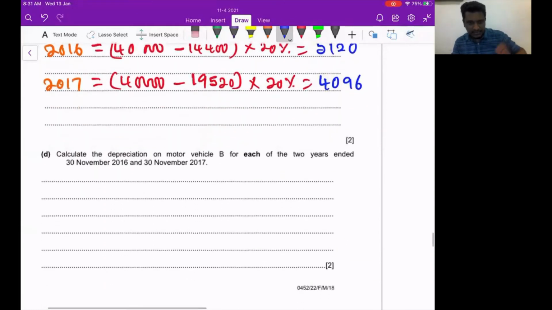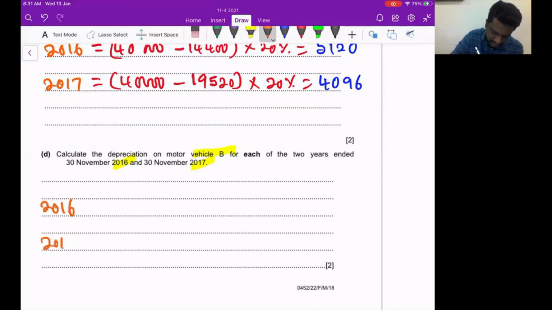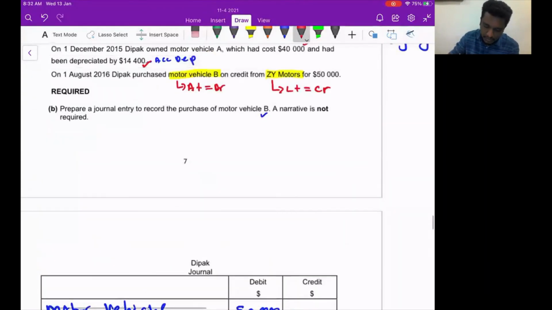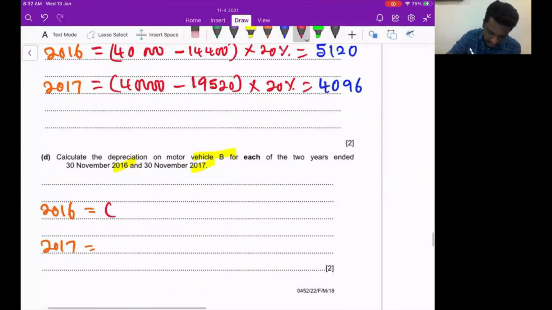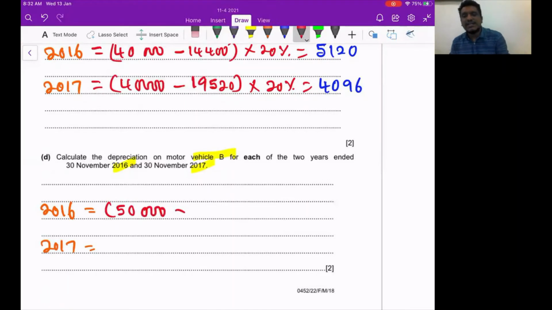The next one, the question asked me to calculate for motor vehicle B for 2016 and 2017. Same thing, the same formula. How much is the cost? For motor vehicle B, the cost is 50,000. How much is the accumulated depreciation? The accumulated depreciation is 0.